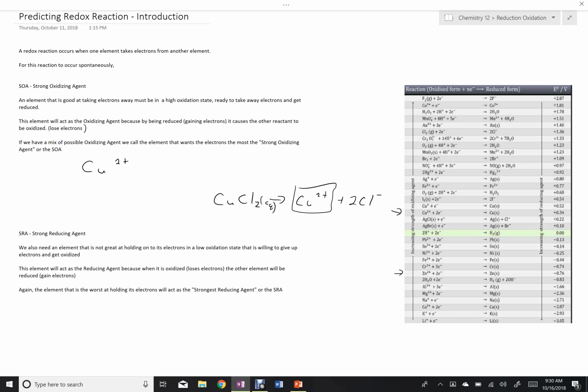Alternatively, for a strong reducing agent, we can have something like zinc. For a strong reducing agent, he needs to be somebody who's not very good at holding onto his electrons and is in the state where it's ready to be oxidized or ready to lose its electrons. So in this case, that means that it's on this side of the table. So we have zinc solid. Now what's ready to happen here is the zinc, which isn't very good at holding onto its electrons, is ready to give them up. And the copper, who's very good at taking electrons, is ready to take them, and we can get a spontaneous reduction oxidation reaction.